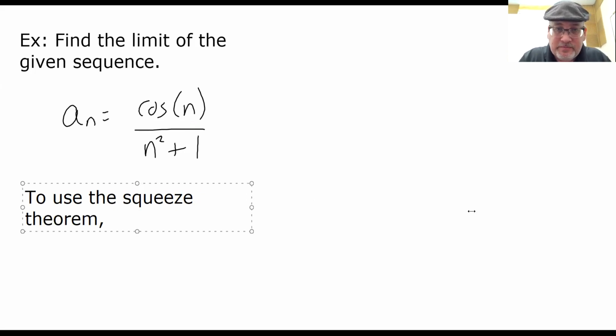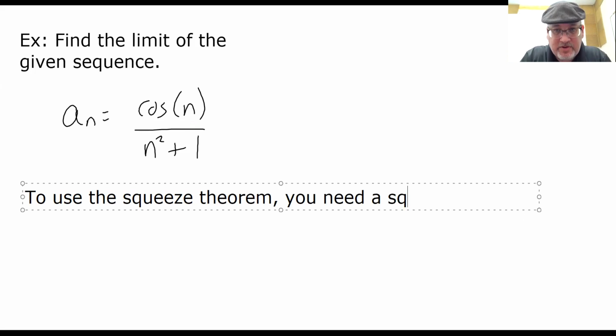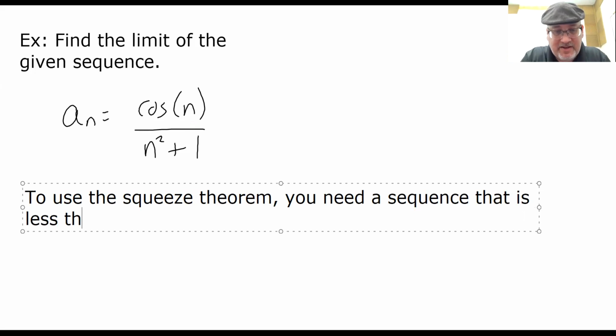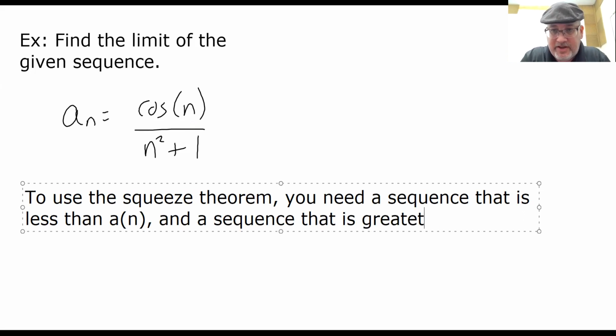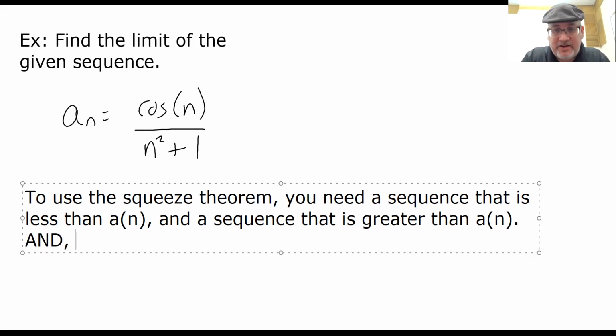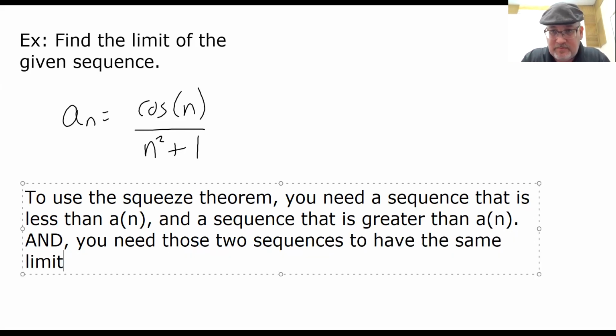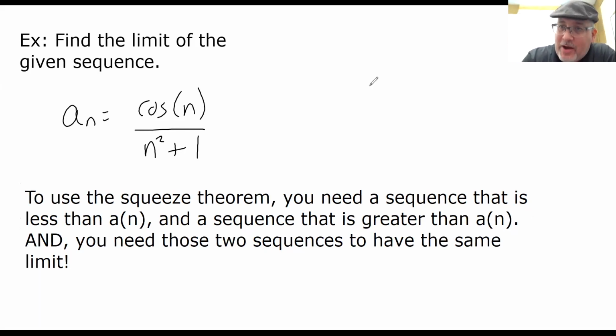You need a sequence that is less than a_n and a sequence that is greater than a_n. And you need those two sequences to have the same limit. So it's a lot to ask. Let's sandwich this guy between a couple of sequences that will go to the same place.